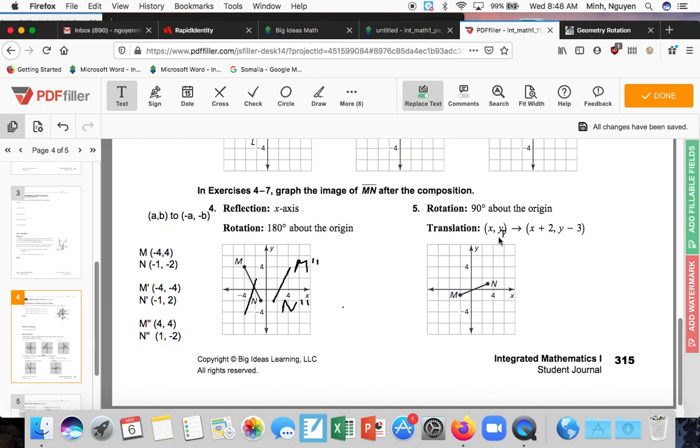So composition is when you do two or a couple of things, and you don't restart from the beginning, right? So I moved it one time, I did the reflection, and then after the reflection, I took my new points and then I rotated those. I did not start from the beginning. So yeah, there you go.